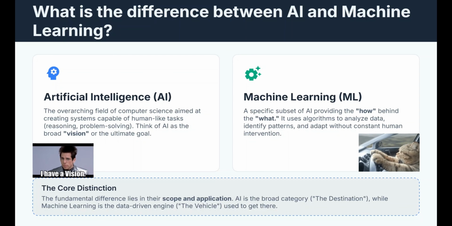The fundamental difference between the two lies in their scope and application. AI is the broad category that encompasses any technique that enables a machine to be smart, whether through logic, rules, or learning. Machine learning is a specific engine that drives modern AI forward by using data driven statistical methods. In short, AI is the broad category, the destination, while machine learning is the data driven engine, the vehicle that's used to get there.